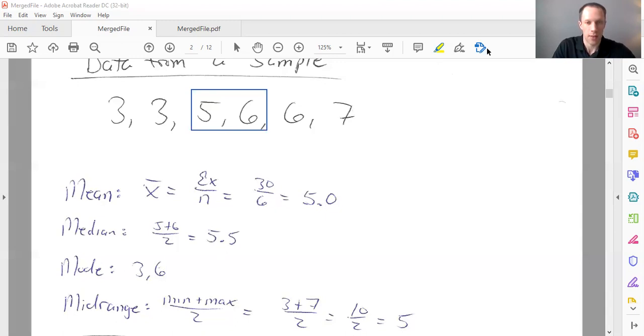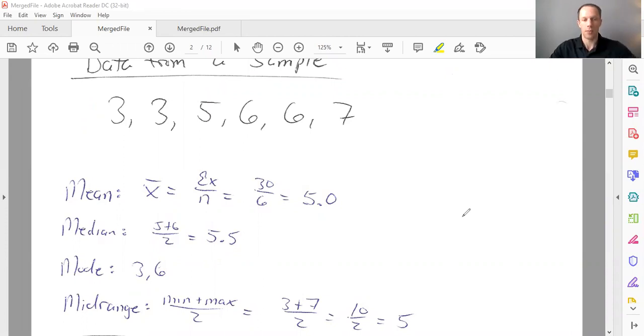Notice in this case, the number 3 shows up 2 times and the number 6 shows up 2 times. Nobody else shows up more than 2 times, so 3 and 6 are both considered modes. Now, if the data set had another number 3 over here, then only the 3 would be the mode because it would be showing up more often than the 6. But that's not the case here. Both numbers showed up twice. Nobody else showed up more than twice, so 3 and 6 are both modes.